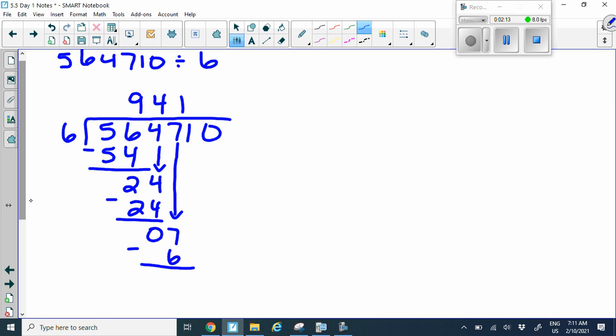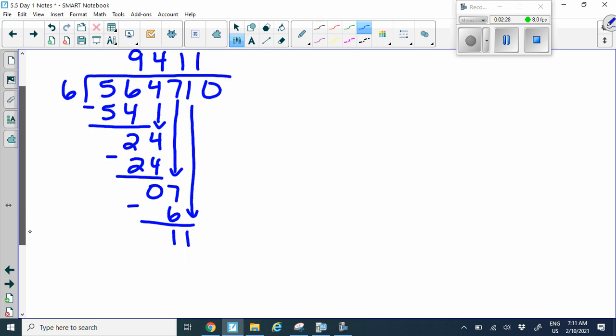So I do 7 minus 6 gives me 1. Once again, I bring down my next number. Now 11. Can 6 go into 11 evenly? No. But at most, how many times can it go into it? Well, only 1. So if I do 6 times 1, that gives me 6. I subtract, and now I get 5. And I bring down my last number here, which is a 0.